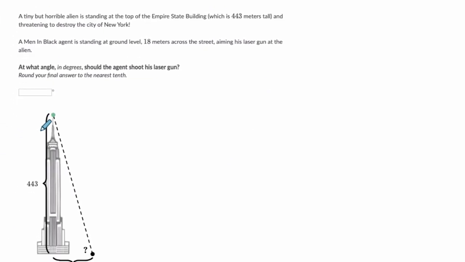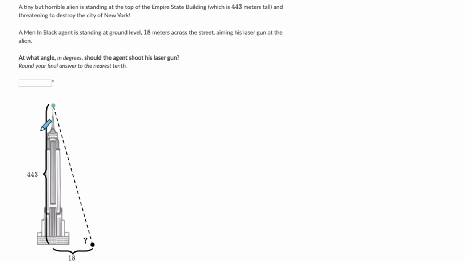Okay, next problem. It says a tiny but horrible alien. So I'm going to start reading this because it looks a little confusing to me. Here's my alien, I suppose, because it's green. And it says it's standing on top of the Empire State Building. Here's the height, 443 meters. And threatening to destroy the city of New York. Oh no. A Men in Black agent, this is referring to a movie.